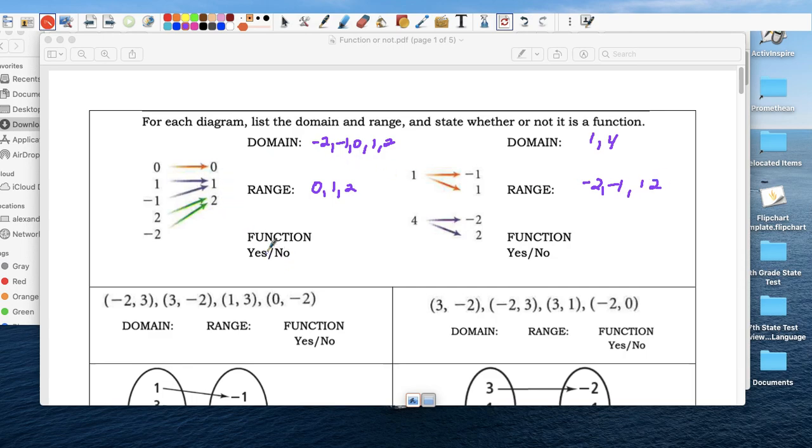This one here is a function. Every input has only one output. For this one, remember, I don't know why they didn't do this, but they should have. This is my input, and this is my output. Notice that 1 has two outputs, -1 and 1, and 4 has two outputs, -2 and 2. So that makes it not a function.